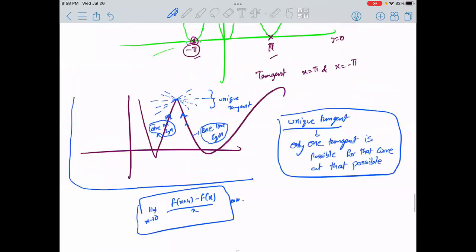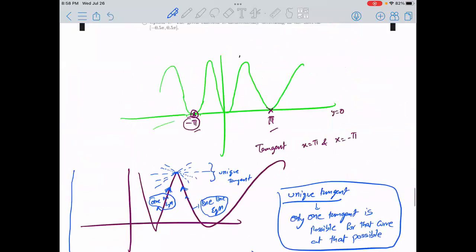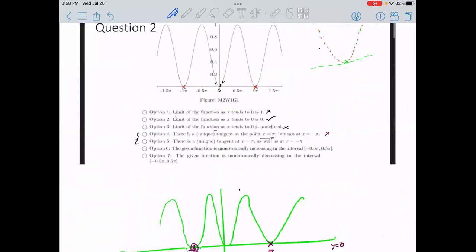When drawing tangents, if you find more than one tangent possible, then you can say that it is not differentiable. Clear till now? Yes, sir. And that means Option 5 is correct. Agree? Yes, sir.